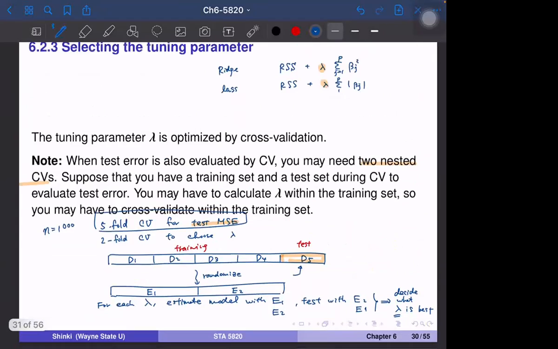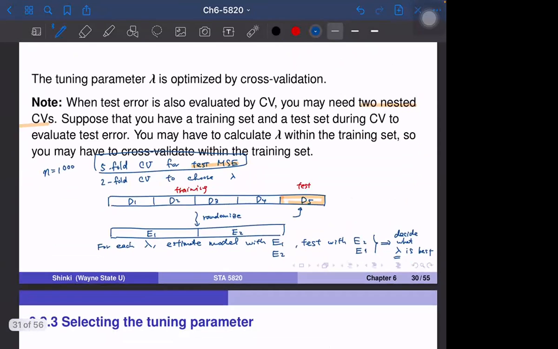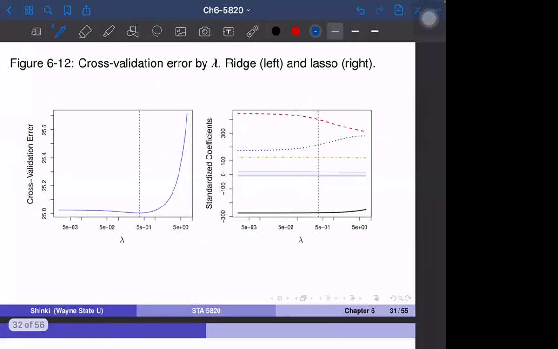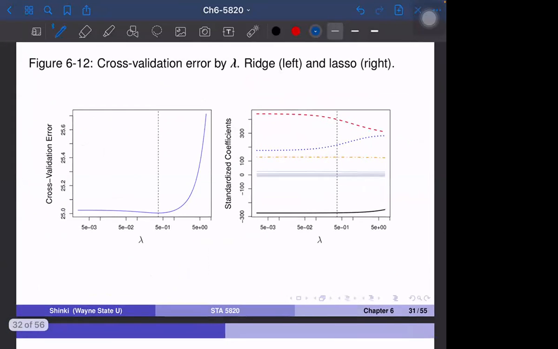But sometimes we need 2 layers of cross-validation. Statistical procedure sometimes becomes really complicated because of this. So cross-validation is not always good, you can see.